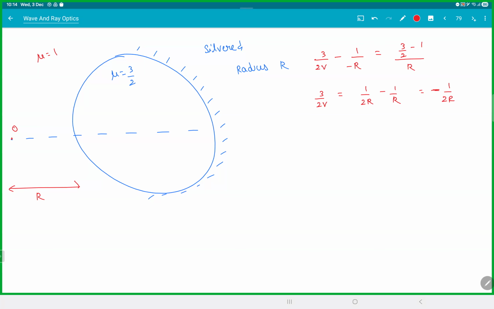That's mu1 by r. Interesting. 2 will cancel. V is equal to minus 3r. Got the same?